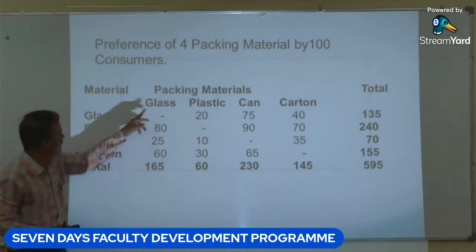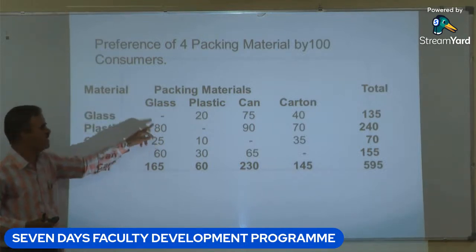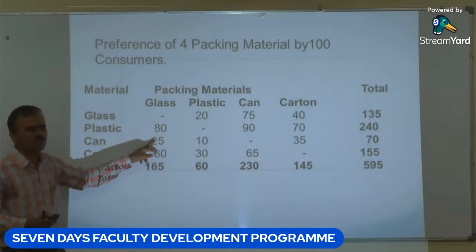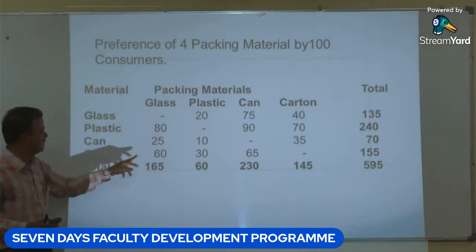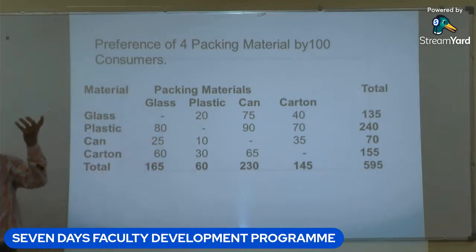prefer glass to plastic, that is 80, only 25 prefer glass to can, only 60 prefer glass to carton. So like this, total preferences, because though there are only 100 persons, they might prefer combinations. That's why the numbers are more than 100. Our grand totals, our column totals, are more than 100.